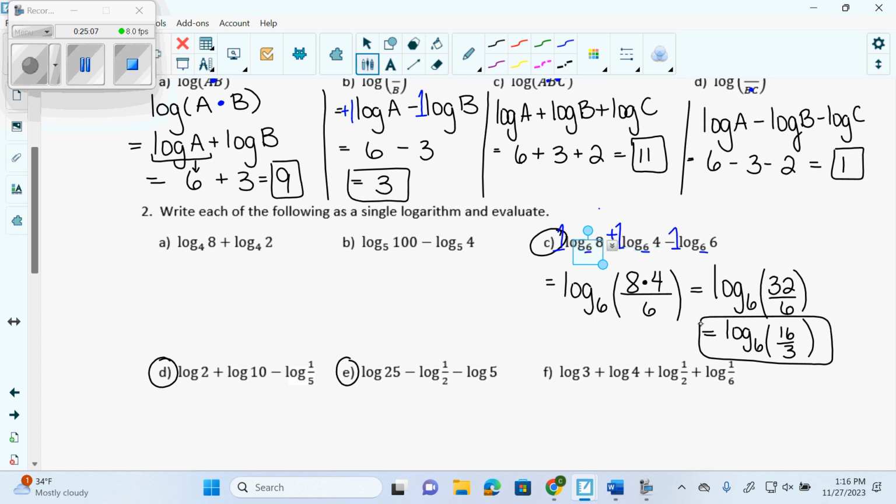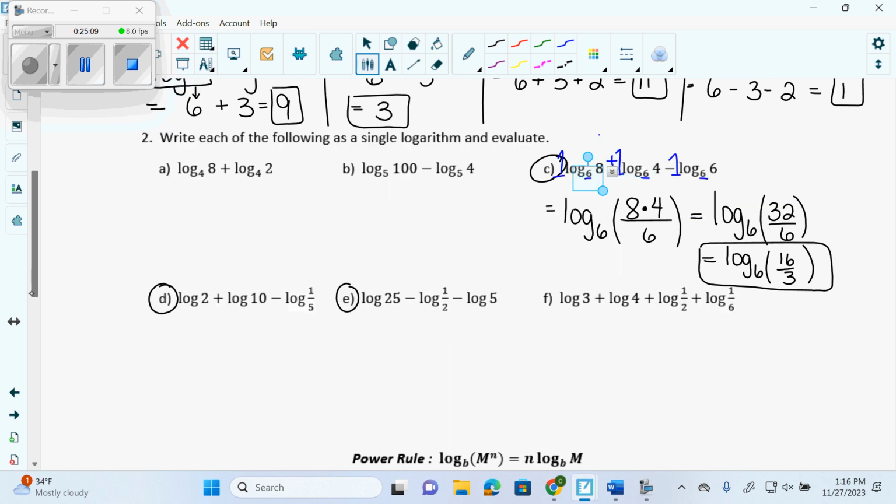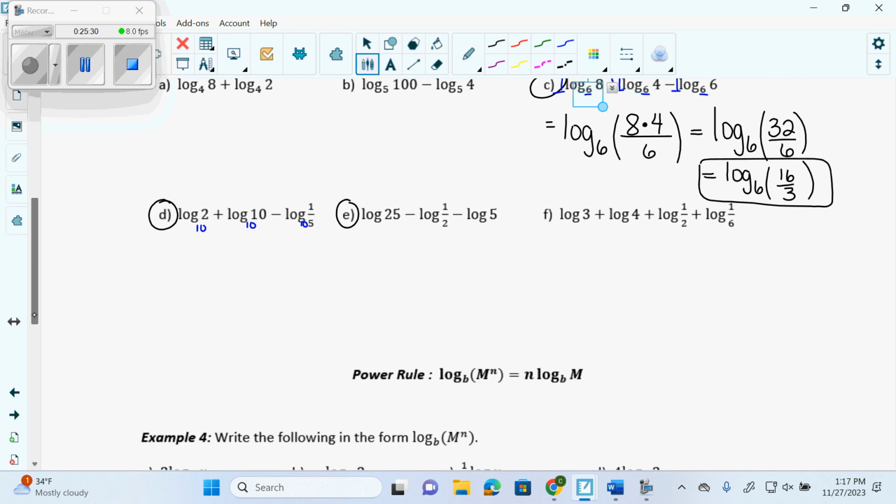So what bases do these have? If there's no base, what is the base? 10. So if my log doesn't have a base, I will always go and put in tens. Because if I physically write 10 3 times, I hope it reminds me to put them together, right? Like if I'm physically writing a 10 out a whole bunch of times, it screams, I have the same base, put them together. So this has a plus 1 in front, plus 1 in front, minus 1 in front.